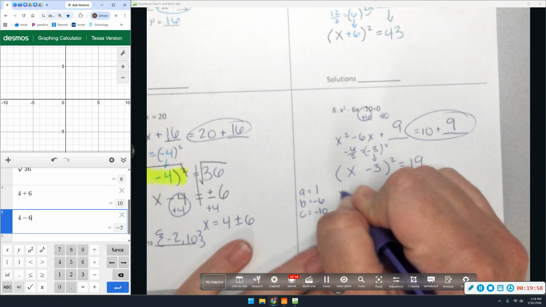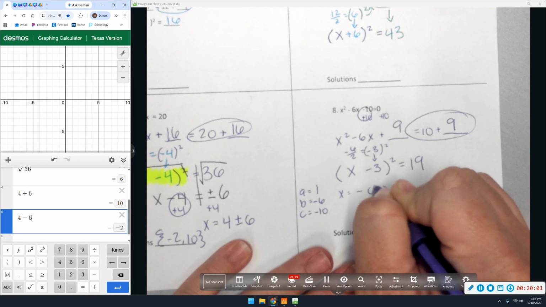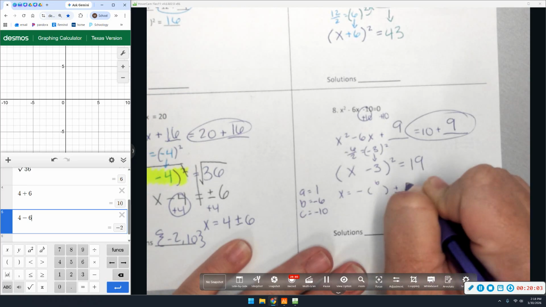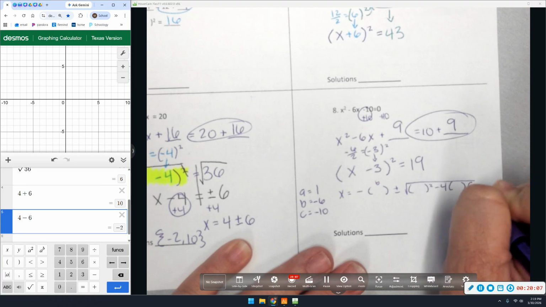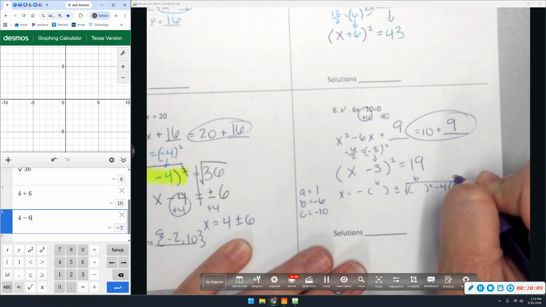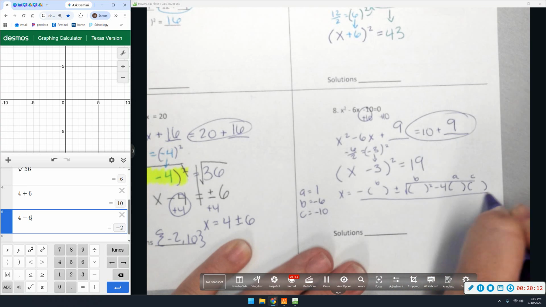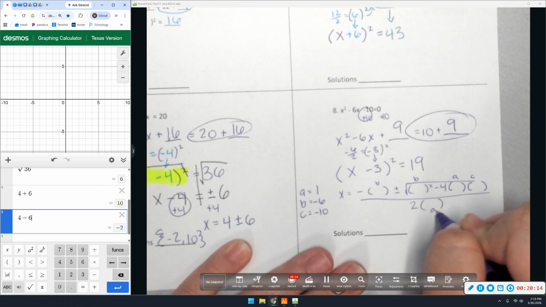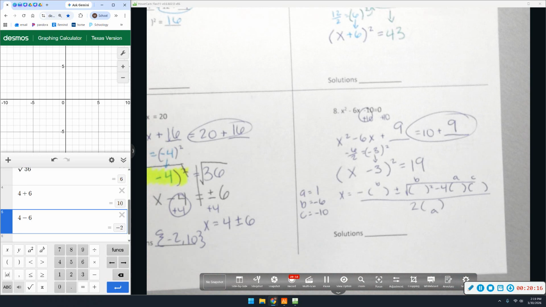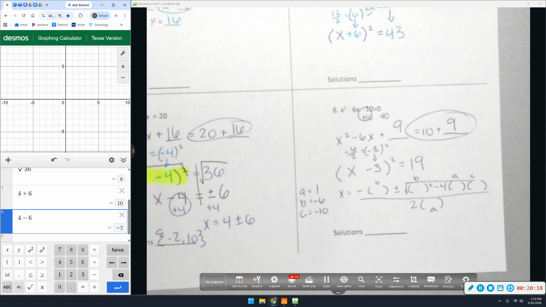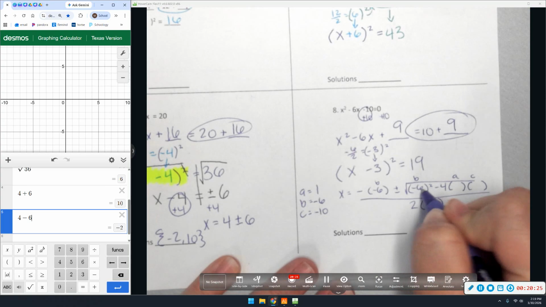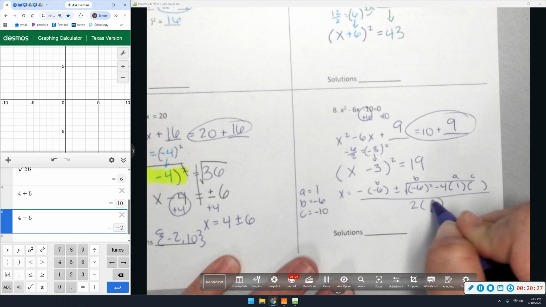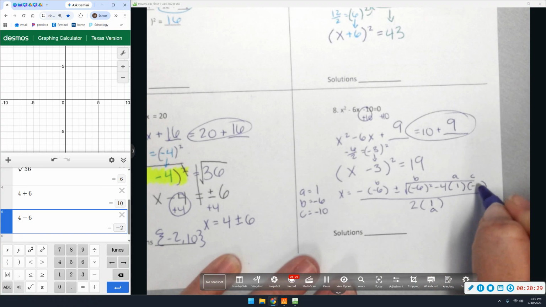So we have x equals -b plus or minus. Do you remember what I call this? The skeleton. Because it's missing the guts. It has the bones and no guts. Okay. And we're just going to plug in. What's b? -6. b is -6. What's a? 1. And what's c? -10.